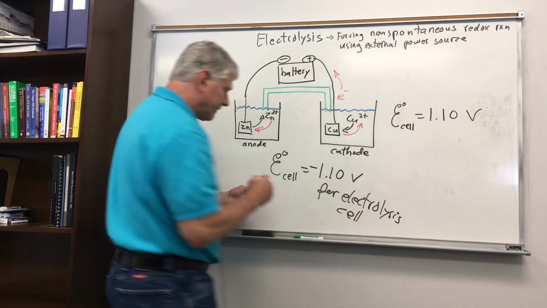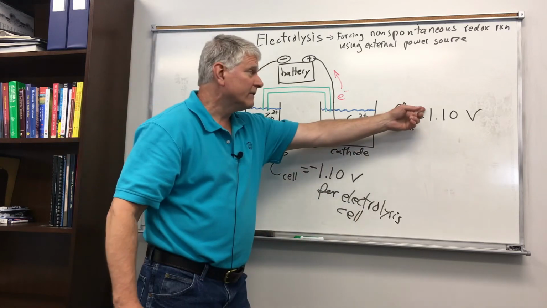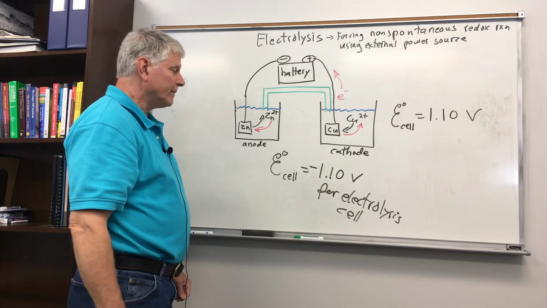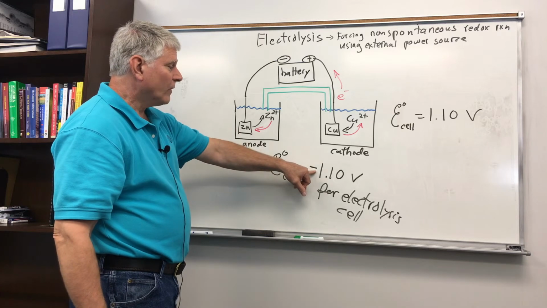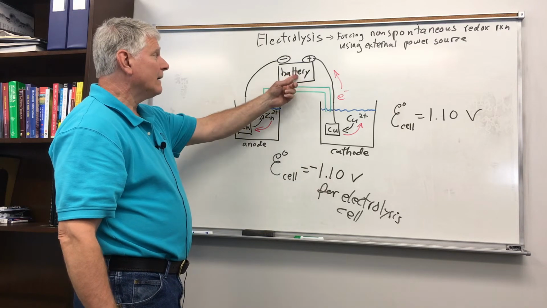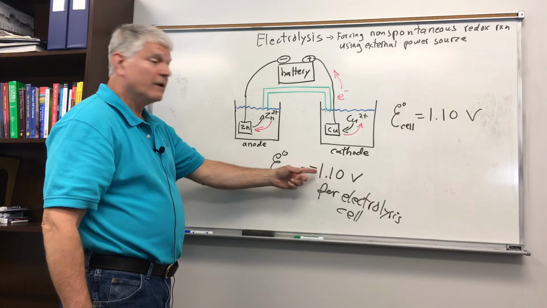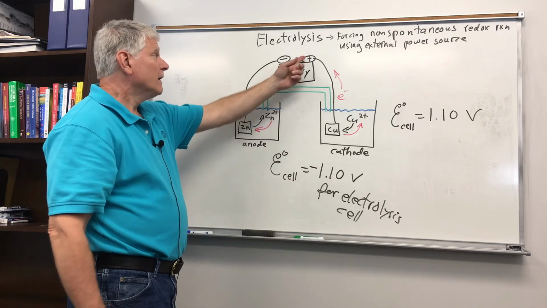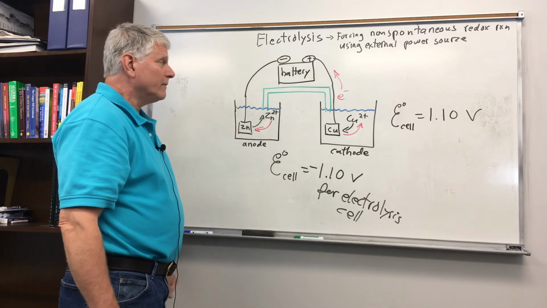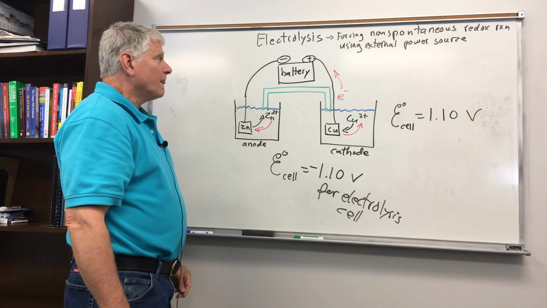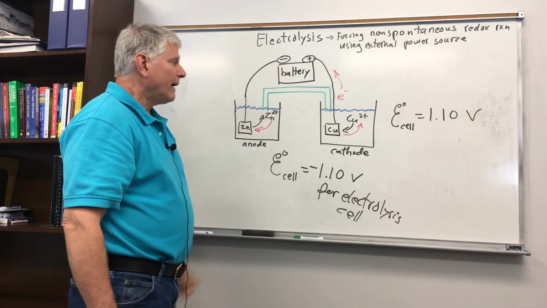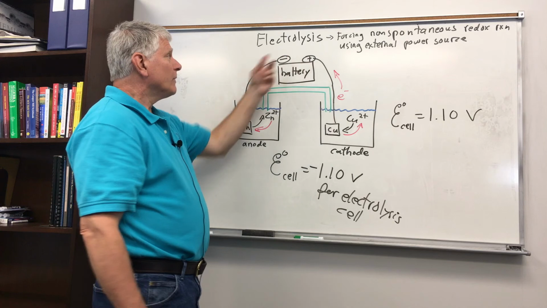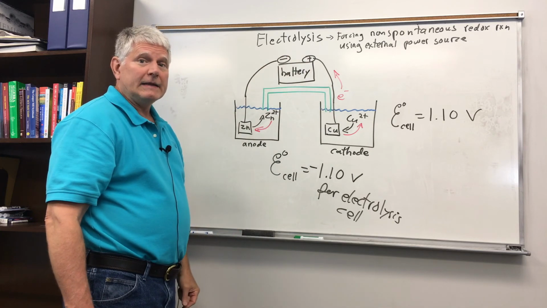So we're running the reaction backwards, so we just change the sign on the standard cell potential. So since it's negative 1.1 volts, our battery has to be greater than 1.1 volts in order to drive the reaction backwards. So this way, we can use an external power source to force the reaction in the non-spontaneous direction.